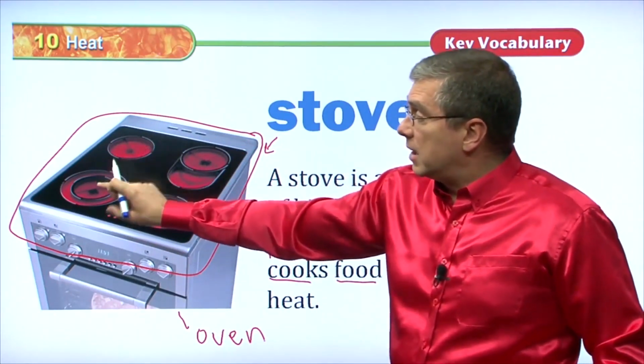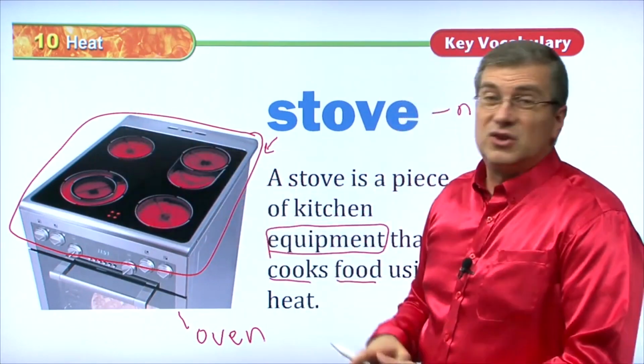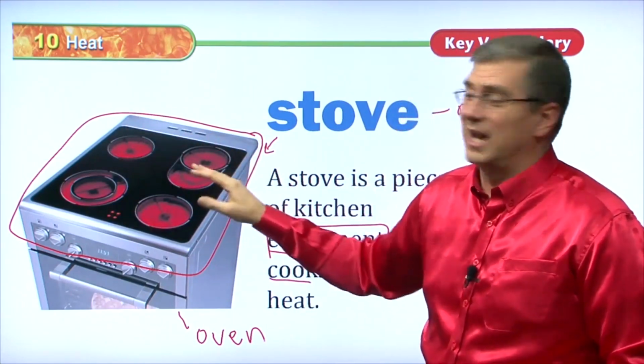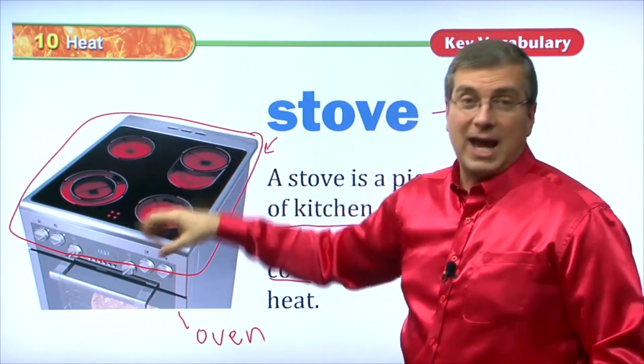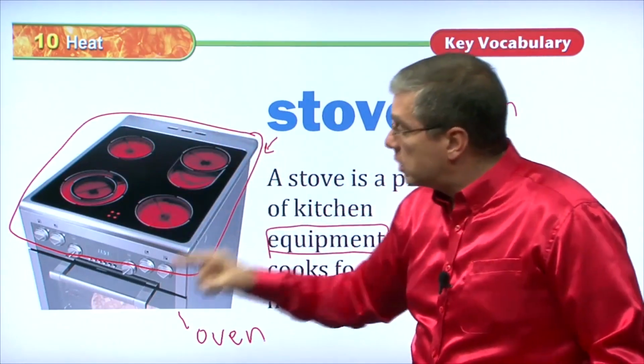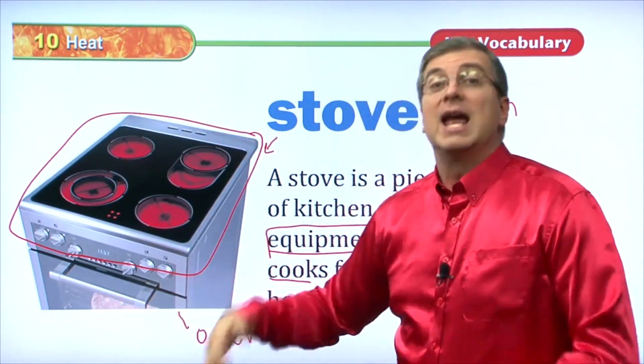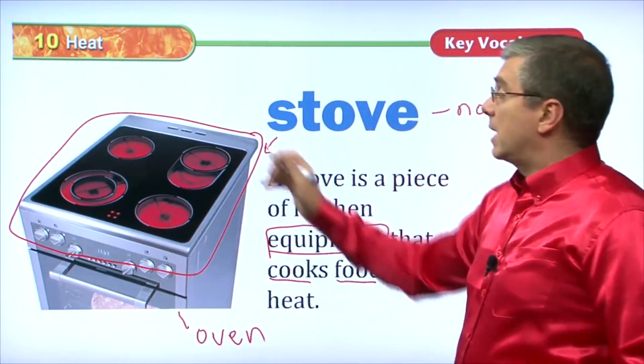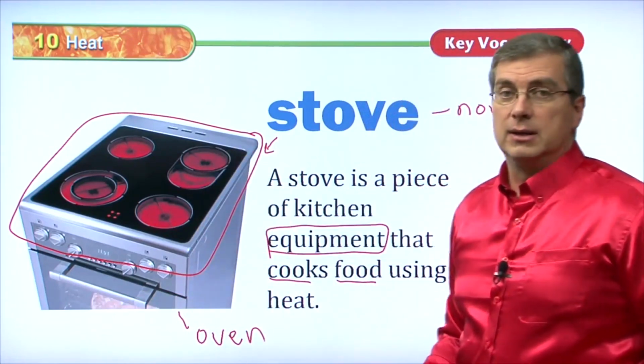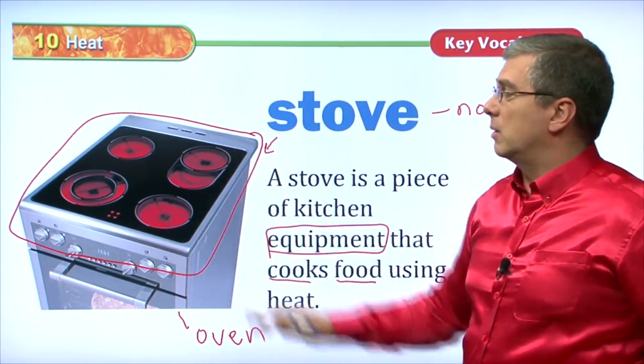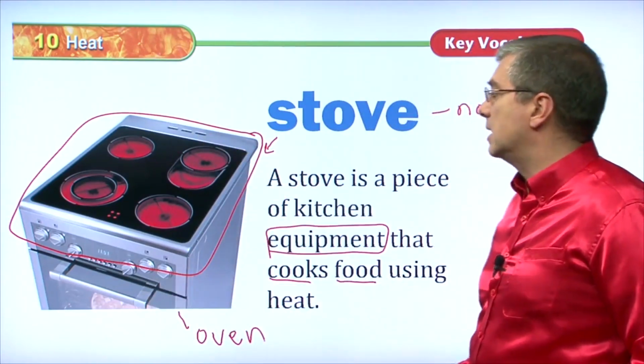You can put something here, the heat on the top of the stove. Don't touch this. It's too hot. You can put something up here and it will heat your food, or you can put something inside the oven and it will heat your food. So we have stove and we have oven, okay? This same piece of equipment. Stove is on top, oven is in the middle.